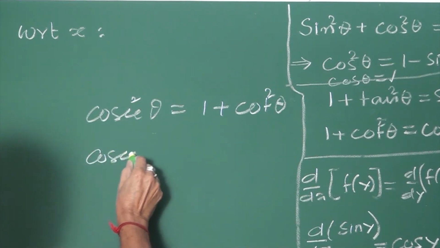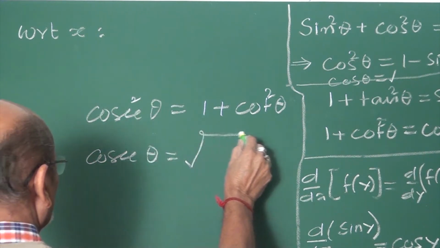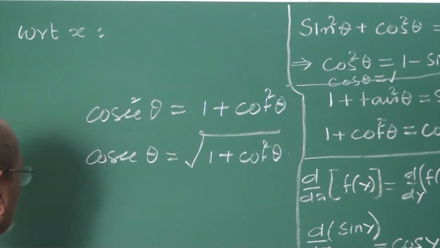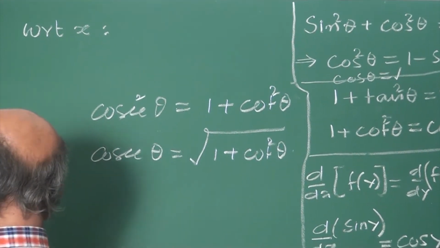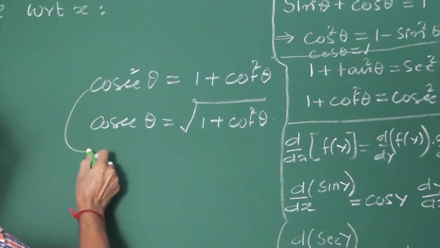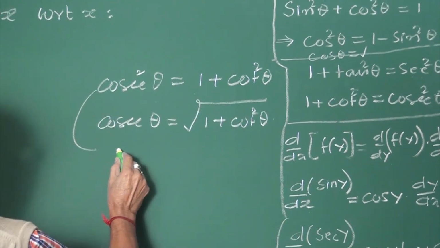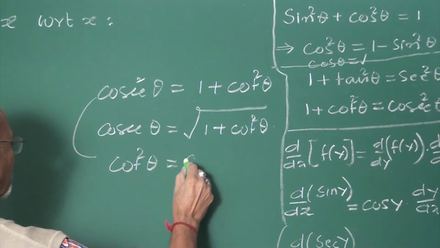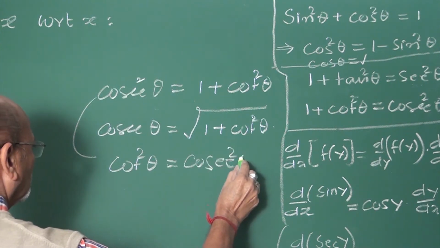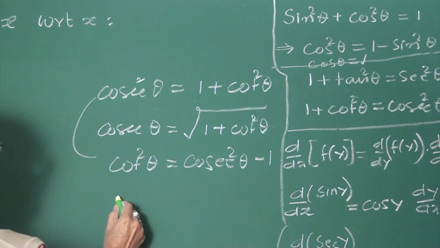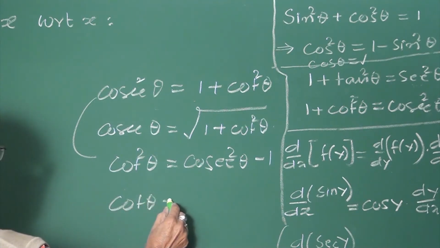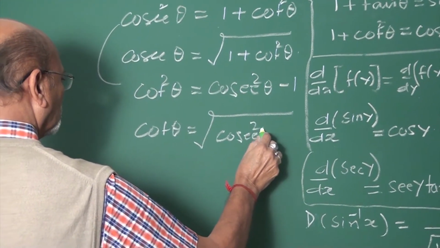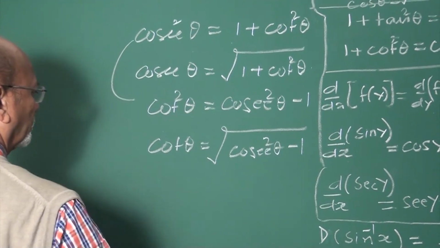Therefore, what did you want? Cosec theta. It is square root of 1 plus cot square theta. Yes, my friends. Next, you wanted the value of cot also. From this, what is cot square? Cot square theta is, bring this side, cosec square theta minus 1. You wanted cot theta. Cot theta is square root of cosec square theta minus 1.